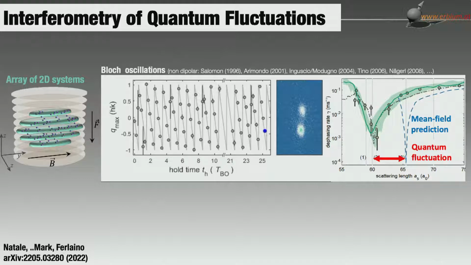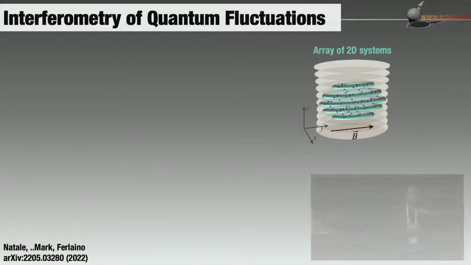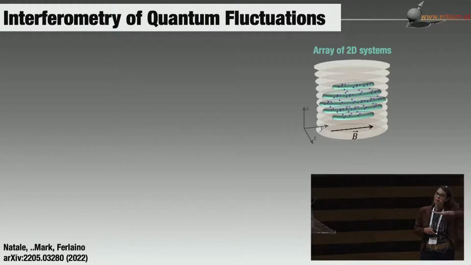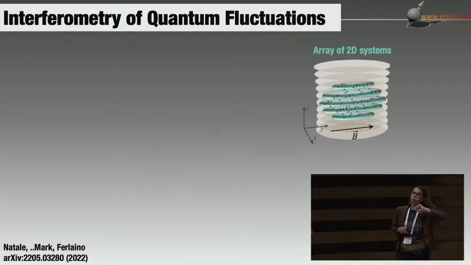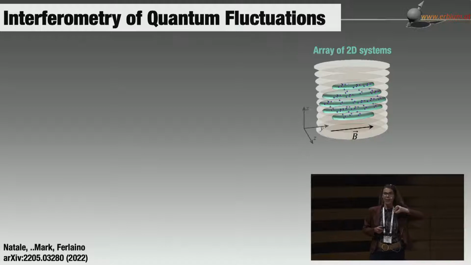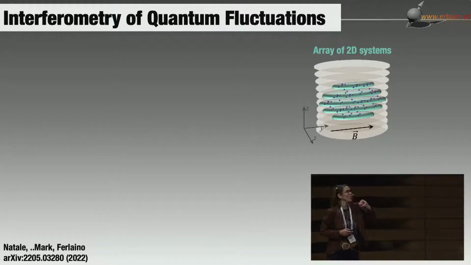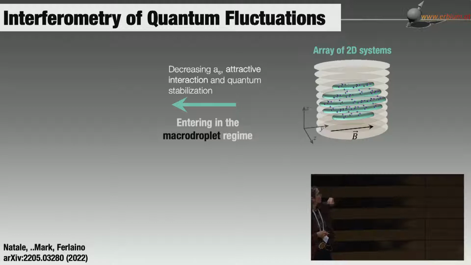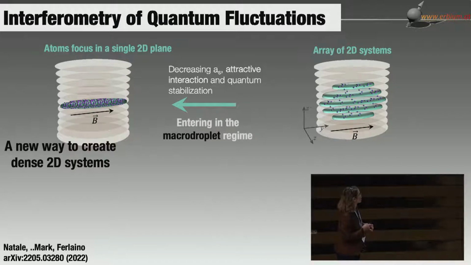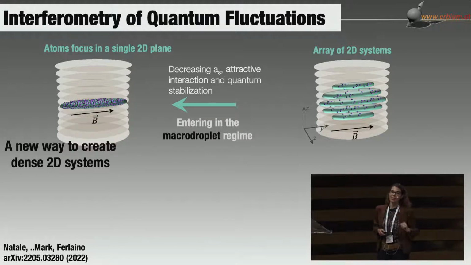But also let's think, okay, that's in the case of non-macro droplet, and now if we were asking ourselves, what happens if we prepare 2D dipolar quantum gases, an array, and now we make the interaction slightly attractive such that we enter this macro droplet regime. This is just a curiosity which I found very nice. What we observe by decreasing the scattering length is that all these atoms get pushed and focused in just one 2D layer. This is an interaction-driven mechanism to create a 2D system, which I think is very nice.